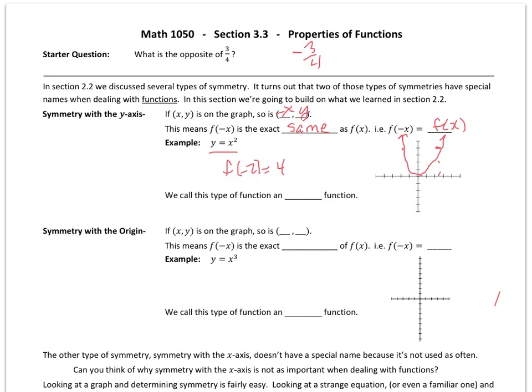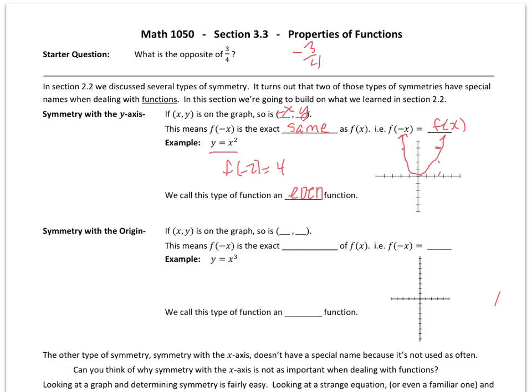Is everybody clear on that? Does that make sense? All right. So now we call this type of function an even function. So if f of negative x equals f of x, then it's an even function.